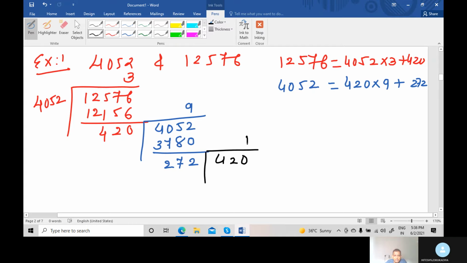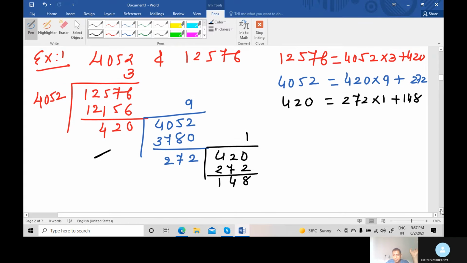Now speak your table again. 272 ones are 272. 10 minus 2, 8. 11 minus 7, 4. 3 minus 2, 1. Right here. So 420 equal to 272 into 1 plus 148. This is your Euclid's division lemma method. You can apply this method and write directly here. Otherwise, you can apply this in rough work and then write the final answer in your notebook in your examination.